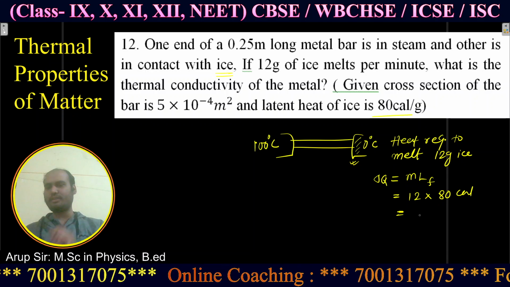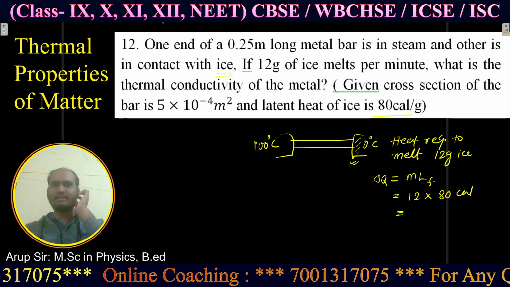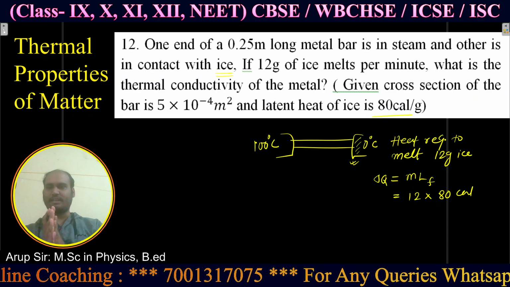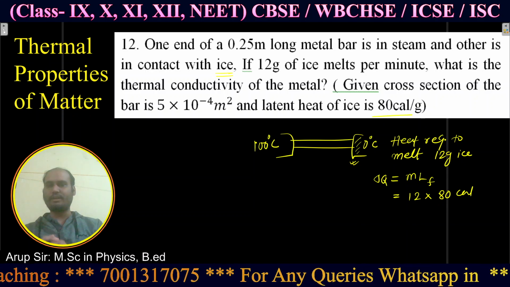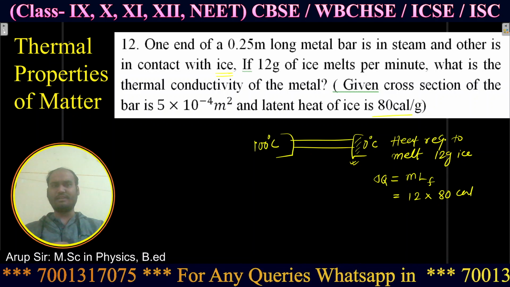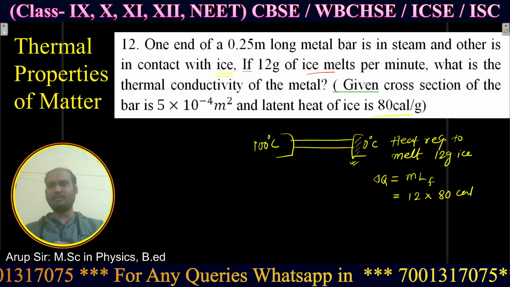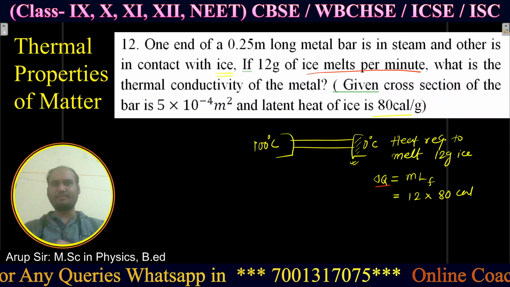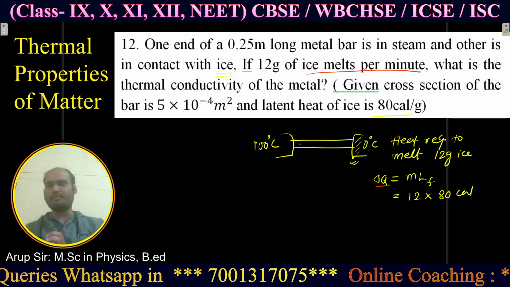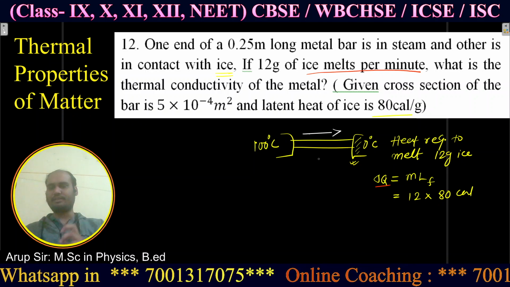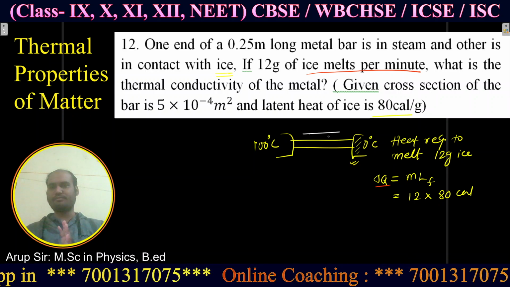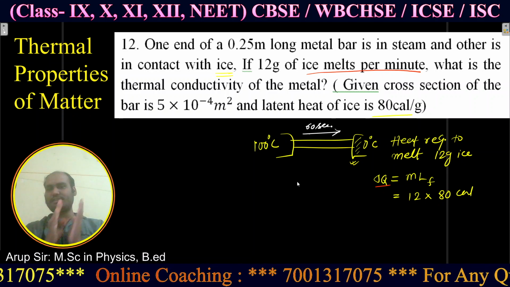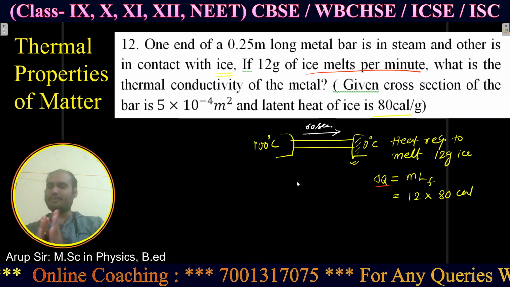So 12 into 80 calorie, this much heat is required. Now it says that it melts per minute. So this much heat is transferring from this side to this side per minute. Not per second, it is per minute. So that means within 60 seconds all of this is happening, so within 60 seconds delta Q amount of heat is transferred.